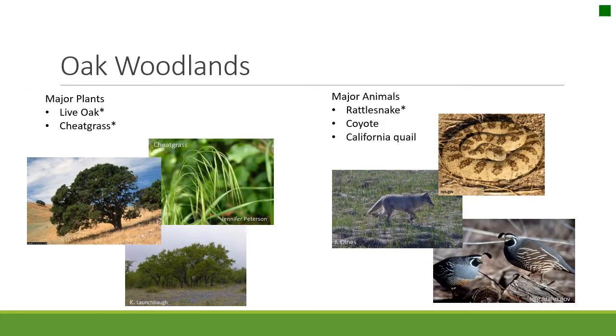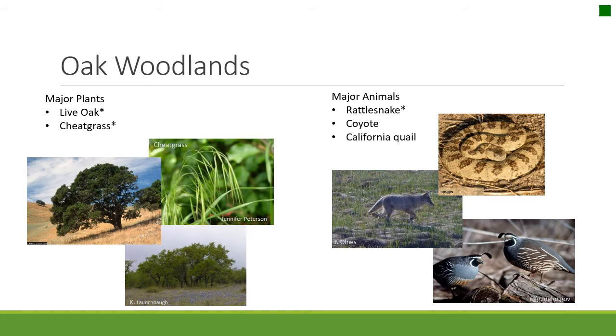Oak woodlands, the kinds of animals and plants you might see, of course, oak, called live oak trees. I've got two pictures of live oaks there. They're evergreen. Their individual leaves don't last all the time, but they always have some green leaves on them. So that's why they're called live oaks. Understory might, in California especially, be something like cheatgrass, that invasive understory grass.